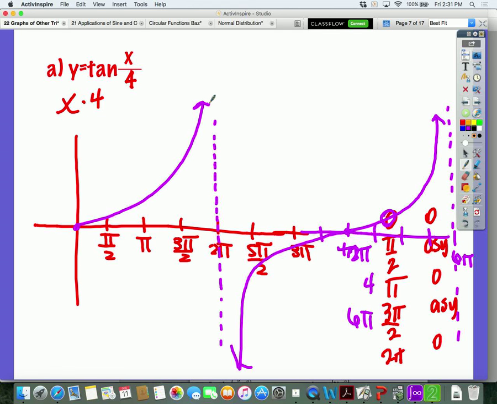Where's my other asymptote in the negative section? Negative 2 pi, but after I multiply it by 4, it becomes... Wait, what? No, it's negative 2 pi. It's going to be over here at negative 2 pi. And that is 2 complete periods.